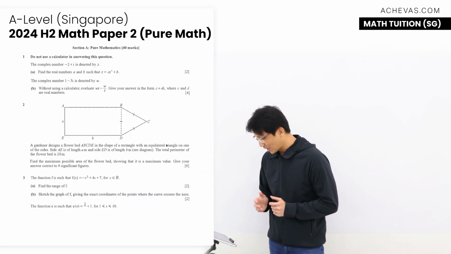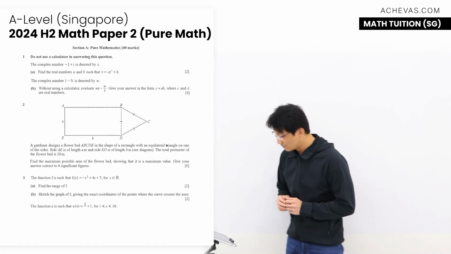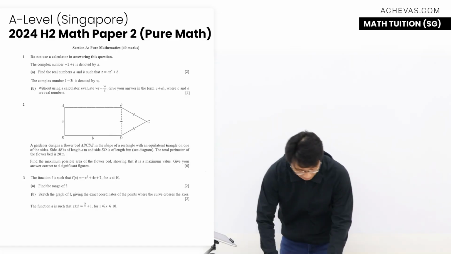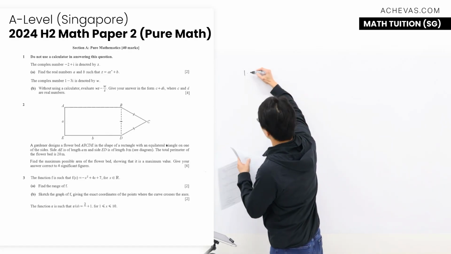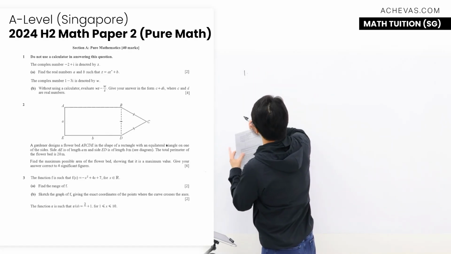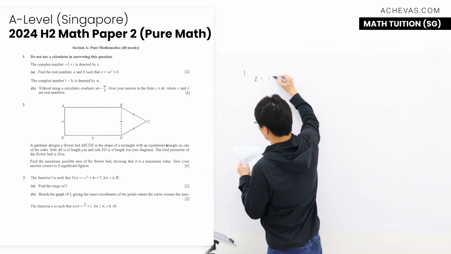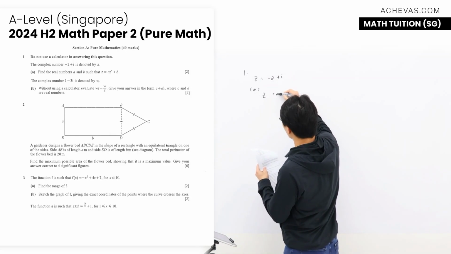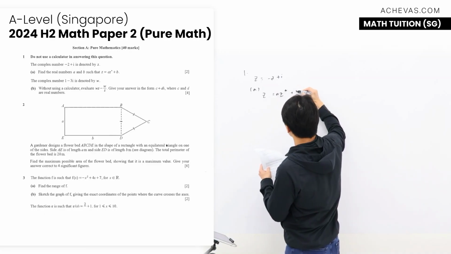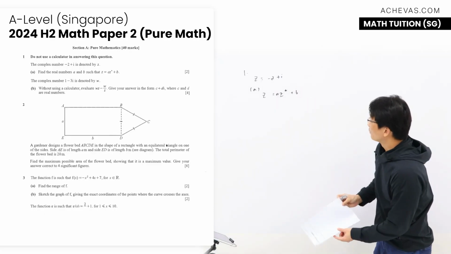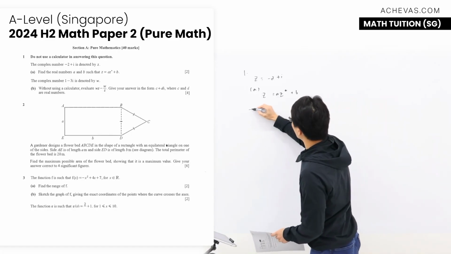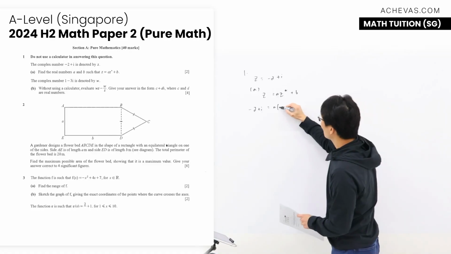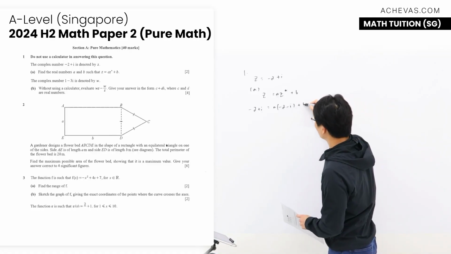For part A, we are supposed to find the real numbers a and b such that z = az* + b. Let's write down the equation first. We have z = -2 + i, and for part A, we are given z = az* + b. Alright, we can just replace our z with -2 + i, and we also know z* is simply -2 - i, plus b.